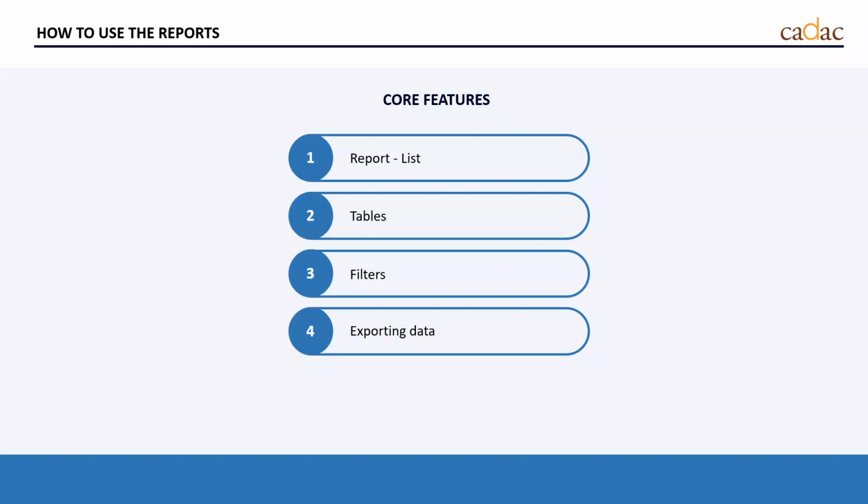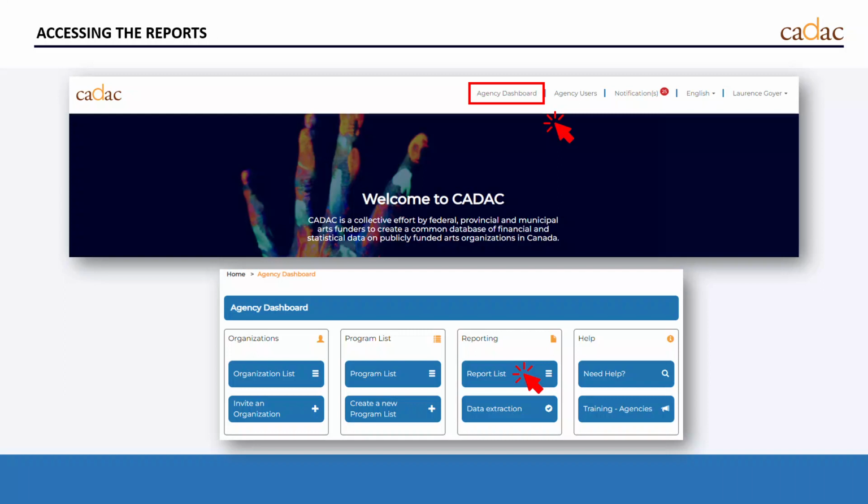In this section, we will be reviewing how to access the report, navigate around inside the report, apply filters to a report, and finally, we will look at how to export the data. To access the reports in CADAC, please log in using your credentials, which is your email and the password that you created. Once you are logged in, you will see the CADAC main page.